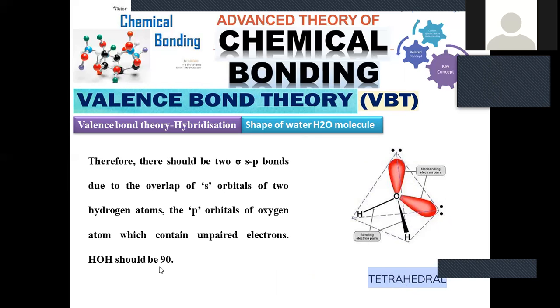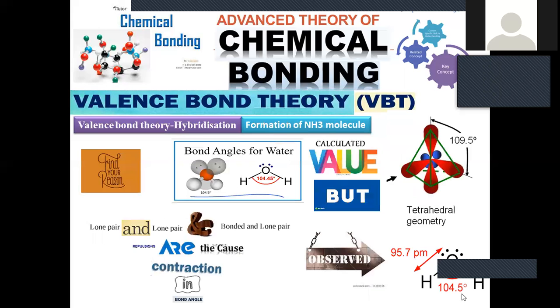But there is a slight deviation. If we expect these 2 to be pure p orbitals, the bond angle should be 90 degrees. But practically, it is taken as 104 degrees with 95.7 picometers of bond length, right? 104 degrees 5 minutes is the bond angle. Expected will be 109, but the observed bond angle is 104 degrees. What could be the reason for this?